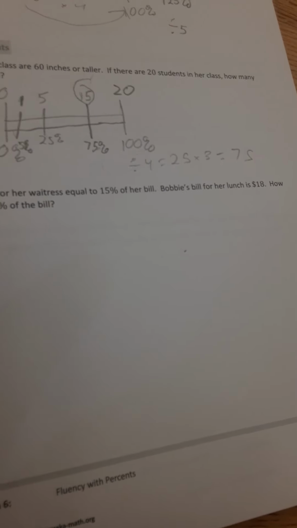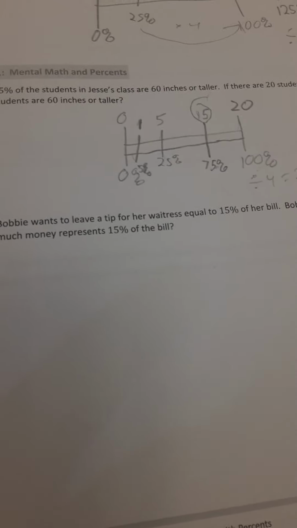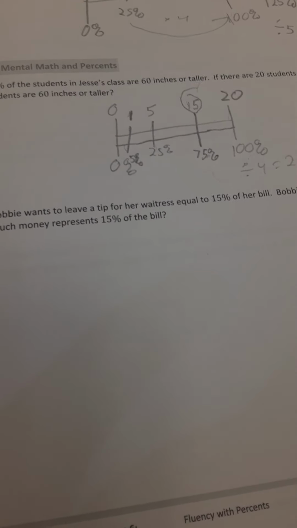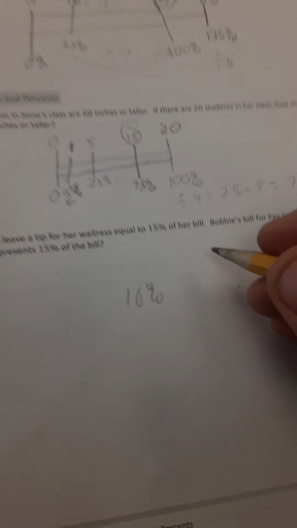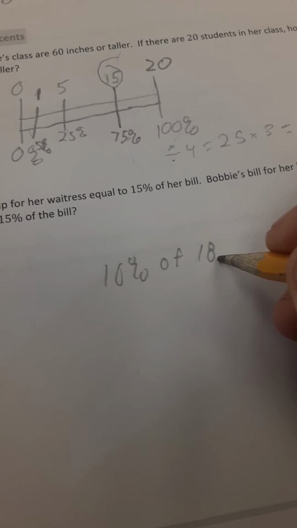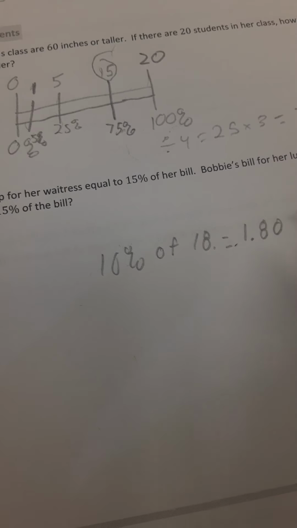And then on B, Bobby wants to leave a tip for her waitress equal to 15% of her bill. Bobby's bill for lunch was $18. How much money represents 15%? So this one, again, we can really do this with mental math, right? Always think 10%, right? And 1%. So what is 10% of 18? Well, we know we move the decimal place over once. So we know that's going to be $1.80.